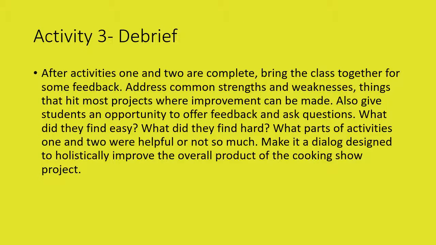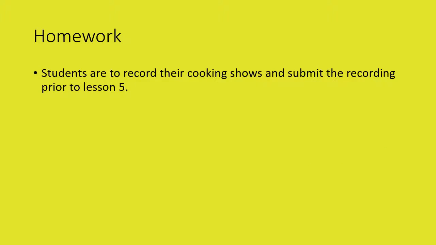Activity number 3, debrief. Again, just get the class together, go over what were some common things that you noticed, strengths most of the projects had, weaknesses most of the projects have, how they can be improved, what made them good, and give a chance for questions. What did they find easy about activity number one? What did they find hard? What parts of the activities were helpful or not so much? Make it a dialogue designed to holistically improve the overall project.